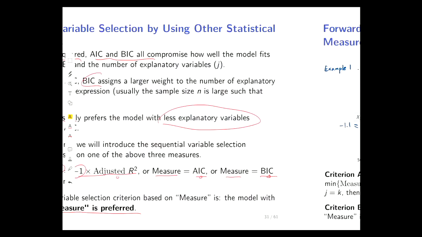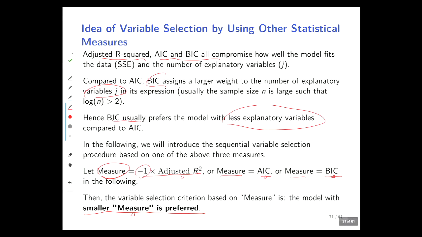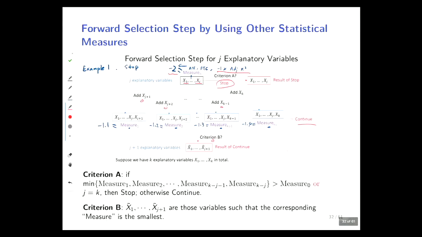And remember our standard: we always prefer the smaller measure. That means the model with variables x1 to xj is preferred in this case. Because this model is preferred, we do not need to proceed to consider adding variables. So in this case, we stop. That's the numerical example where we stop because we have the smallest measure, for instance the smallest AIC, with x1 to xj variables.